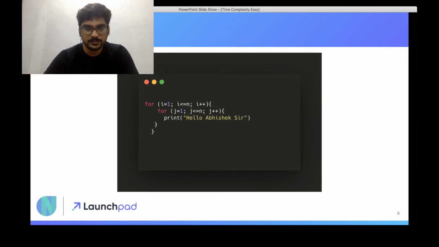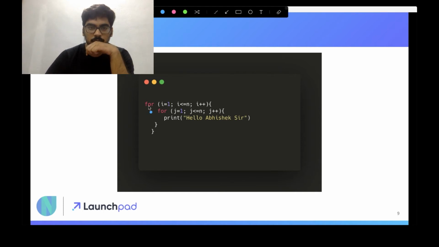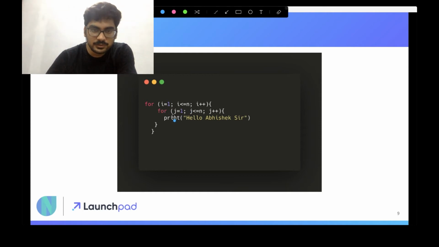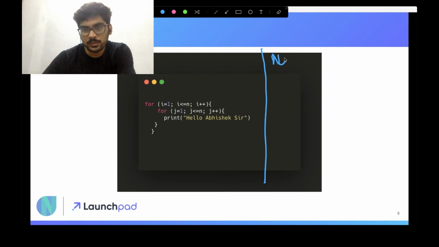Let's have a look at this code. The loop is running from 1 to n, and this loop is also running from 1 to n. So here the problem is of a nested loop, right? If we have a nested kind of loop, how can we say it?